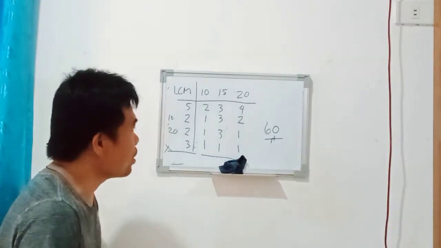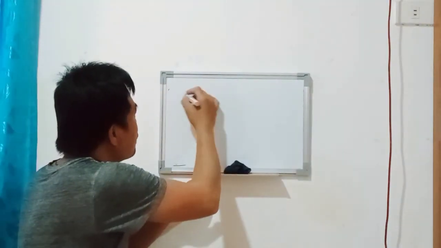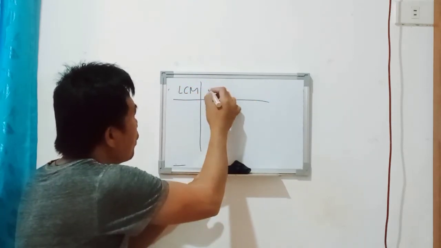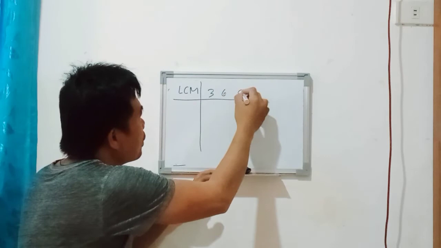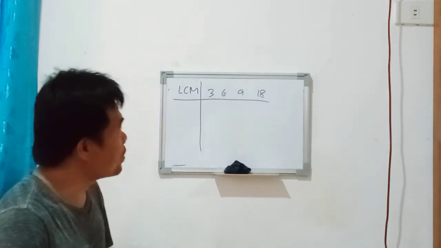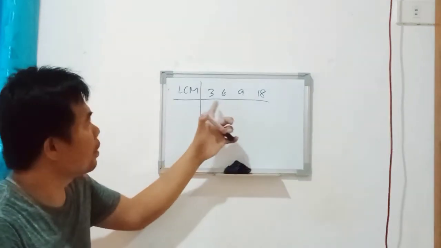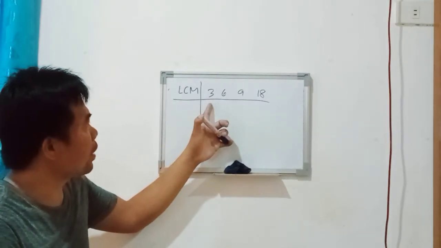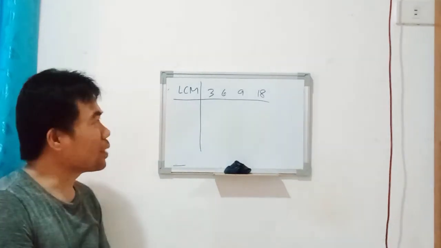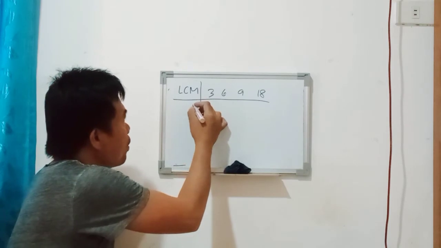Okay, let's try another example. So how about 3, 6, 9, and 18? You can observe here that there are two even numbers, 6 and 18, and two odd numbers, 3 and 9. But these numbers can all be divided by 3. So therefore, the lowest prime factor for these numbers is 3.